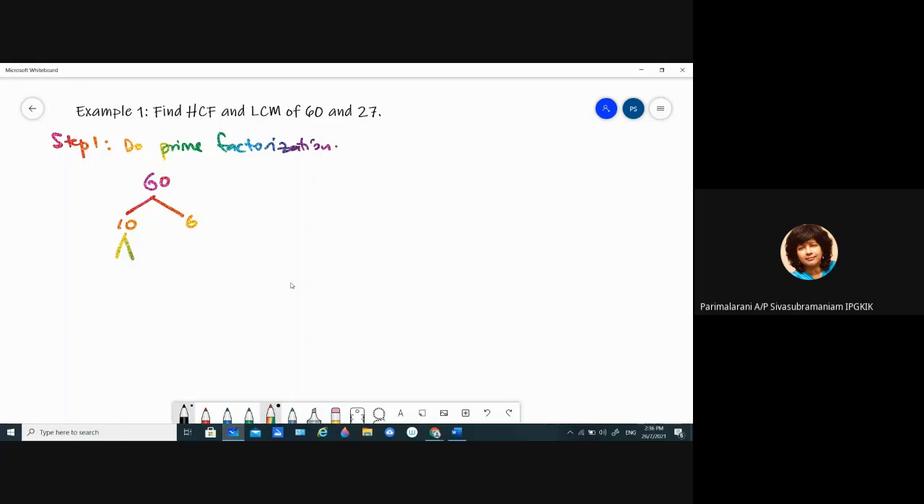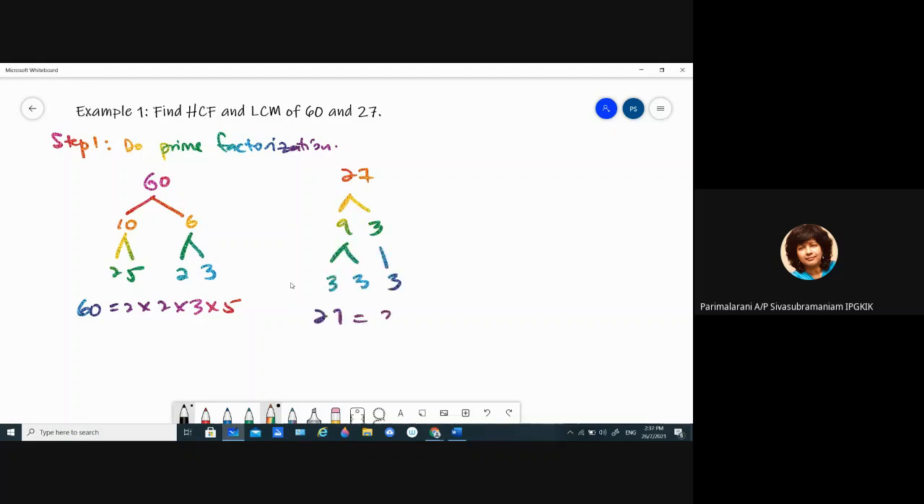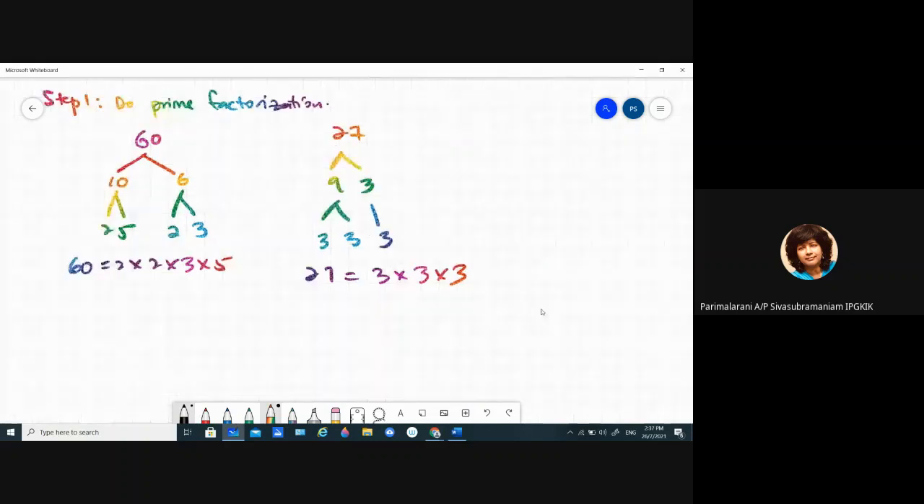10 is 2 times 5. 6 is 2 times 3. Now we have all prime factors. So 60 is 2 times 2 times 3 times 5. I'm going to leave it like this. Then we have the second number, 27. 27 is 9 times 3, and 9 is 3 times 3. So 27 is 3 times 3 times 3. All these are prime factors.